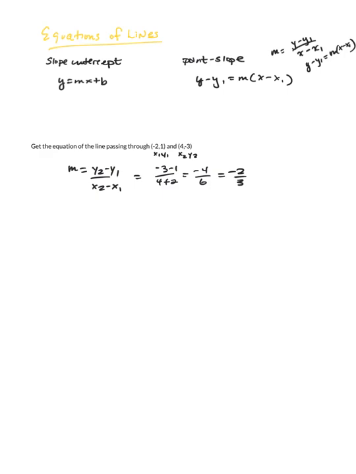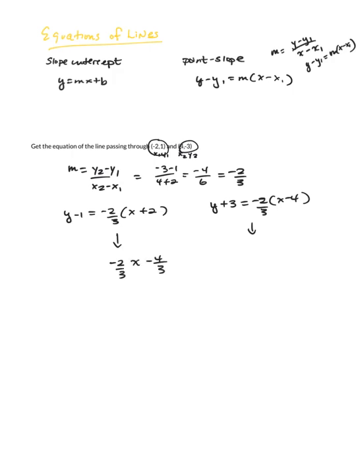So there are 3 ways you could write this. You could write y minus 1 from this point is negative 2/3 times x minus negative 2. Or you could take this point and have y minus negative 3 is negative 2/3 times x minus 4. You can also distribute the negative 2/3. If we do that, regardless of which equation we use, we get negative 2/3 x minus 4/3 here. On the right, we get negative 2/3 x plus 8/3.